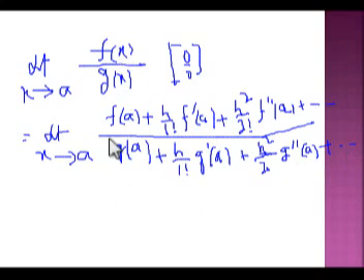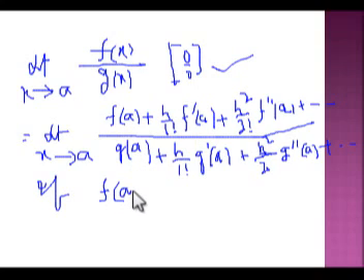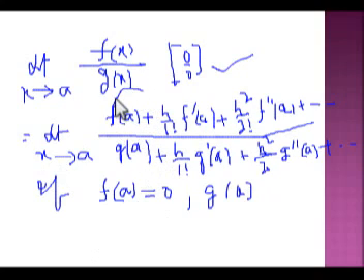So now if f(a) is equal to 0 and g(a) is equal to 0, then what will be? It is clear that this term will be 0, and this term will be 0. No other terms will be 0 at the point, because just these functions at the point are 0.